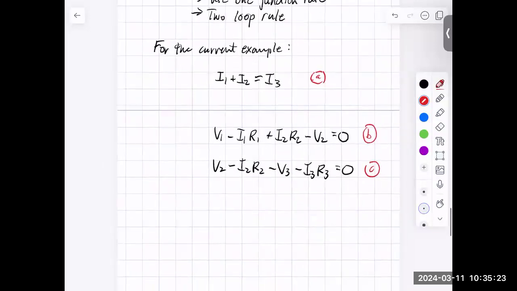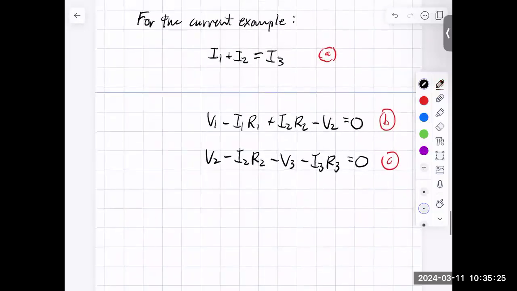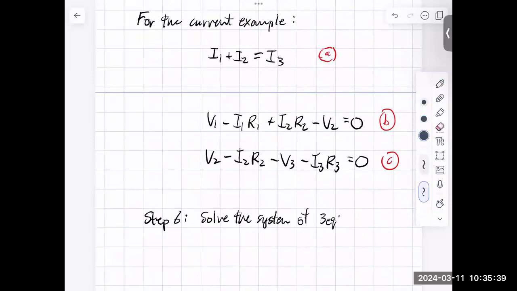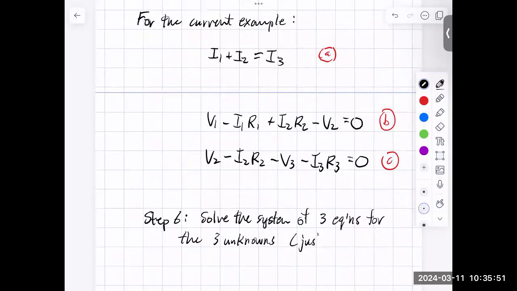So step 6 is to actually solve the problem. Step 6 is to solve the system of three equations for the three unknowns. Now it's just a math problem. Okay.